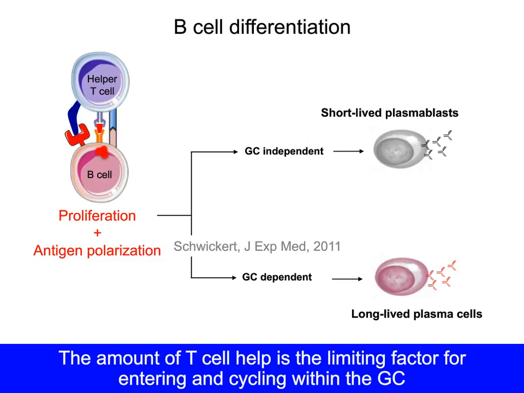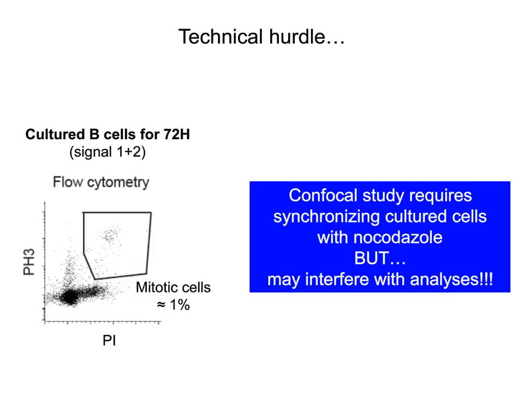To validate our hypothesis, we decided that we would analyze the distribution of the fluorescence of SPAG in mitotic B cells. These mitotic B cells are quite easy to identify using flow cytometry because they have twice the DNA content, so they are PI high, and they express phosphohistone H3. They represent about 1% of the cells in the culture at 72 hours.